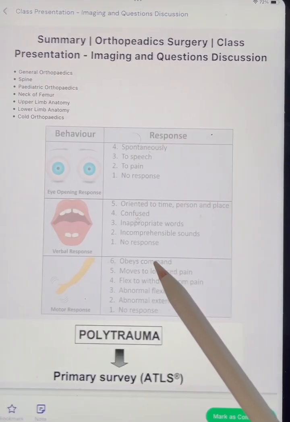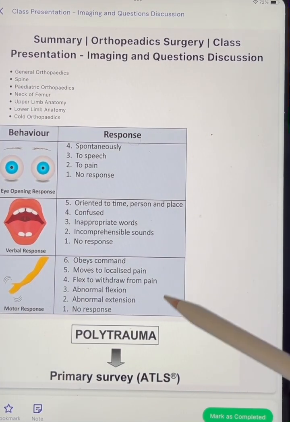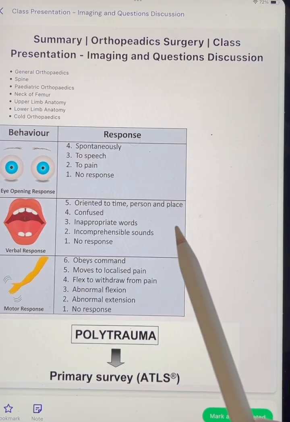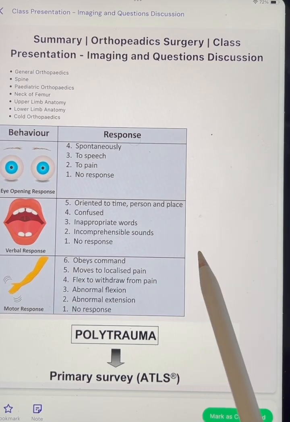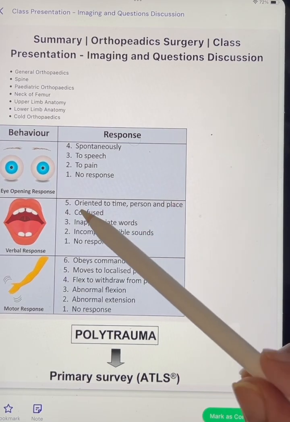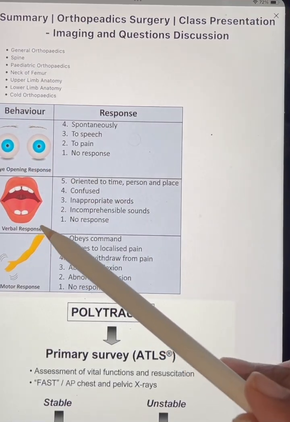So coming to this last topic, this is actually not only orthopedics, it includes orthopedic surgery as well as this is the Glasgow Coma Scale. I was explaining the eye opening, motor and verbal response.